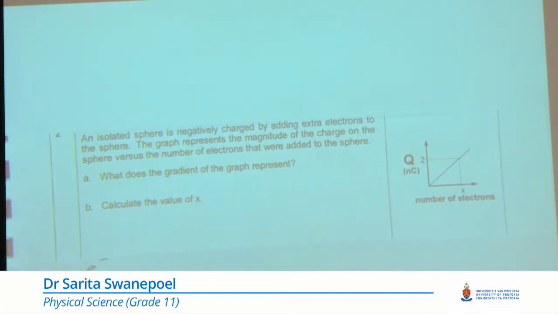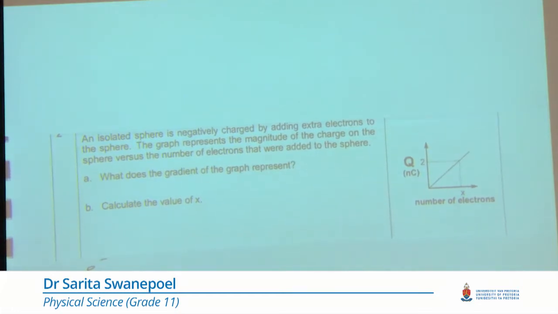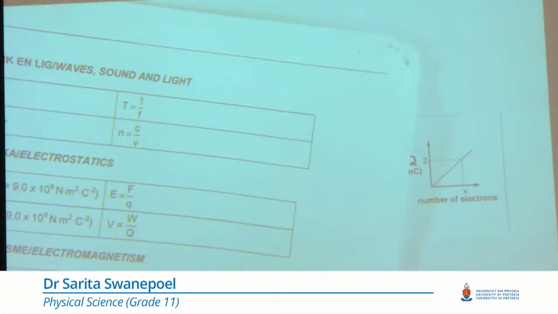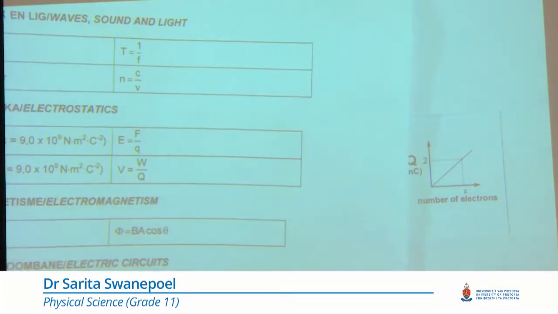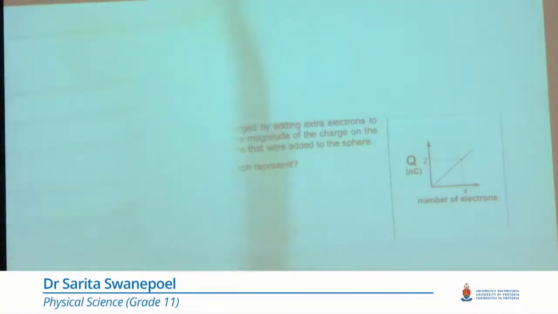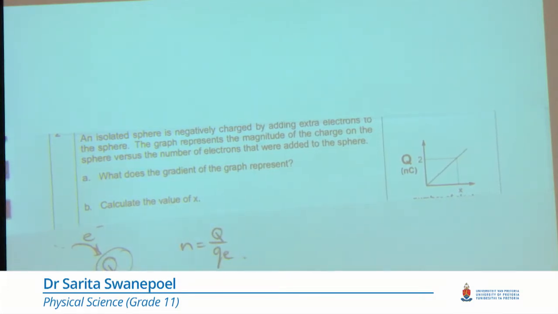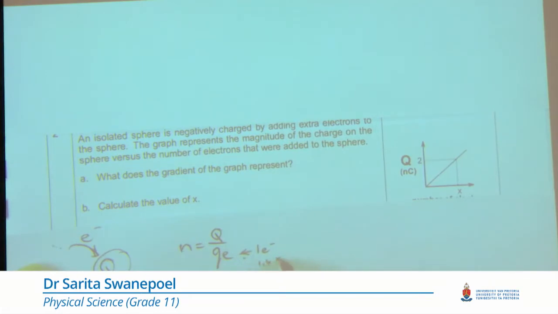Right. And how do I calculate the number of electrons? Do you have an equation for number of electrons? Yes, I think it's on your information sheet. At least it's on the grade 10 one. Nope, you have to learn it. What is that equation? N equals Q over QE. Right. What is QE? The charge of 1 electron. Right. It's 1.6 times 10 to the minus 19. Right. So that's a constant.